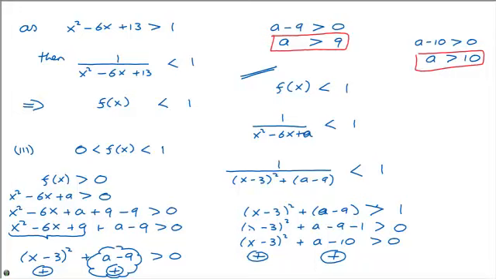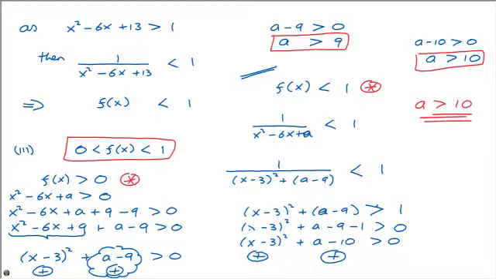The only answer that will satisfy both conditions, both original conditions, and the original conditions are back here, is a greater than 10. Just so that you know why, if for example a was 9.5, it would satisfy the condition f of x greater than 0, but it would not satisfy our second part of that condition, f of x less than 1. And that's why this is the only answer that we'll use.